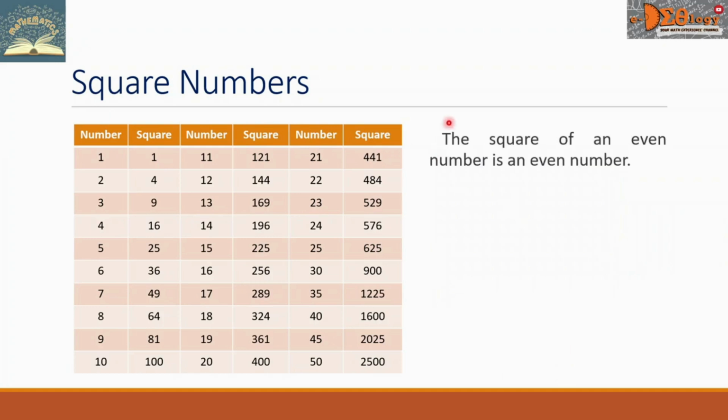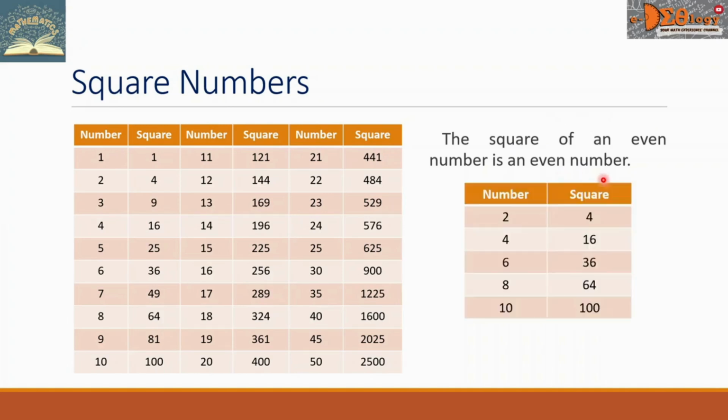Here is another property. The square of an even number is an even number. For number 2, the square is 4. Number 4, the square is 16. For number 6, the square is 36. The square of 8 is 64. The square of 10 is 100. These are even numbers, and the corresponding squares are even numbers respectively.